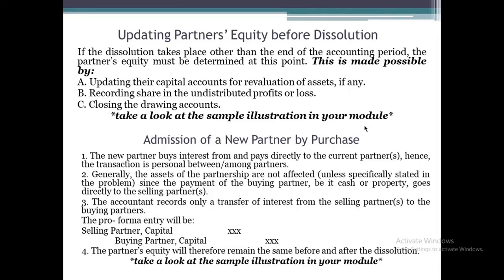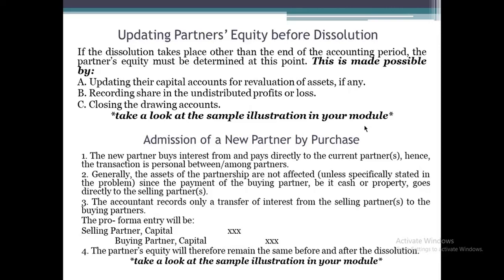Number 1, the new partner buys interest from and pays directly to the current partners. Hence, the transaction is personal between or among partners. So, sabi nga natin, bibilhin ni partner, like for example nga si partner C, bibilhin niya yung partner's interest ni partner A or certain amount na yung partner's interest ni partner A dun sa partnership.